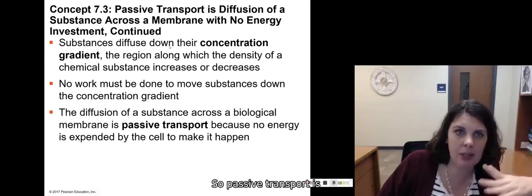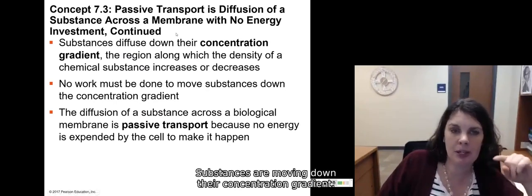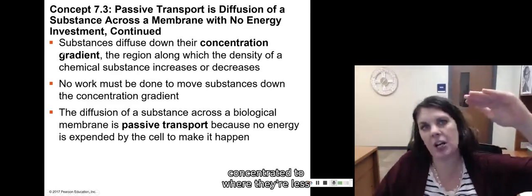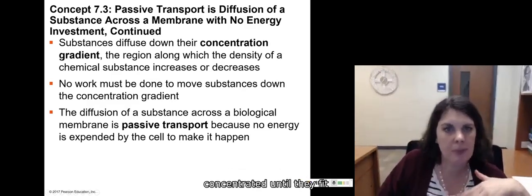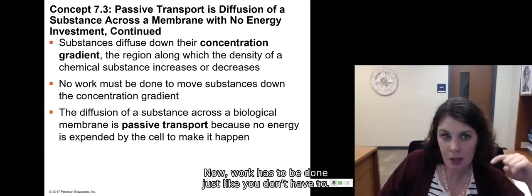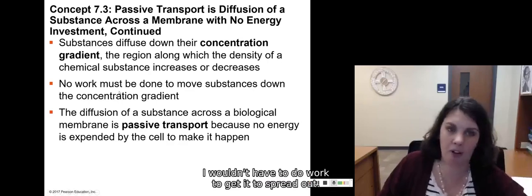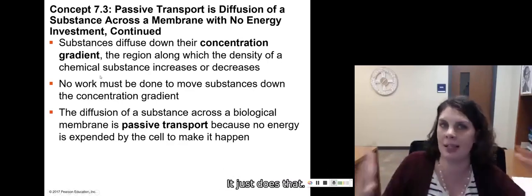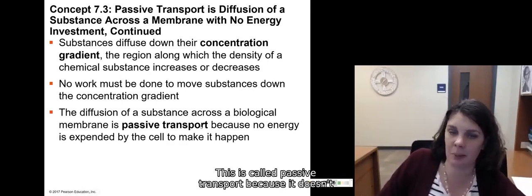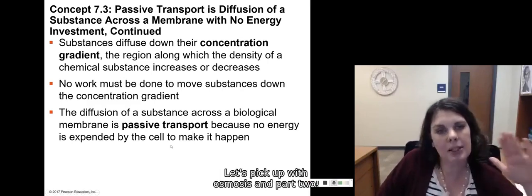So, passive transport is letting something move across the membrane without using energy. So substances are moving down their concentration gradient. They're moving from where they're very concentrated to where they're less concentrated until they find that region of equilibrium. No work has to be done. Just like if I poured out my water, I wouldn't have to do work to get it to spread out. It just does that. That is just what chemicals do. And so this is called passive transport because it doesn't take energy. Cells just make it happen.